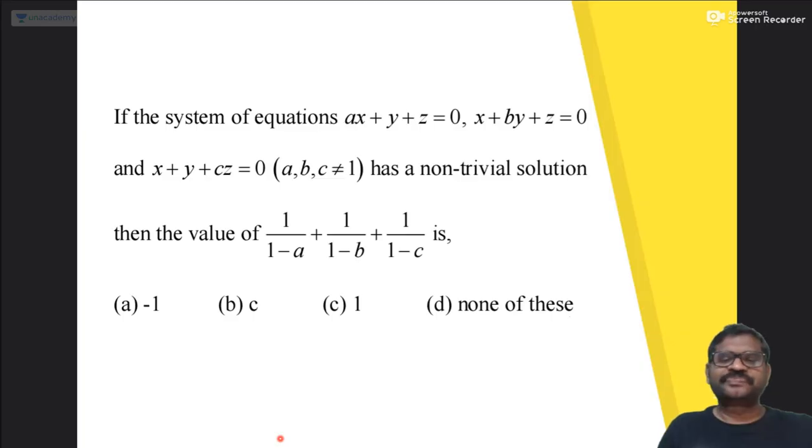Next problem. The system of equations has a non-trivial solution. Then the value of 1 by 1 minus a plus 1 by 1 minus b plus 1 by 1 minus c is? Non-trivial solution means determinant is 0. Use the concept determinant is 0.